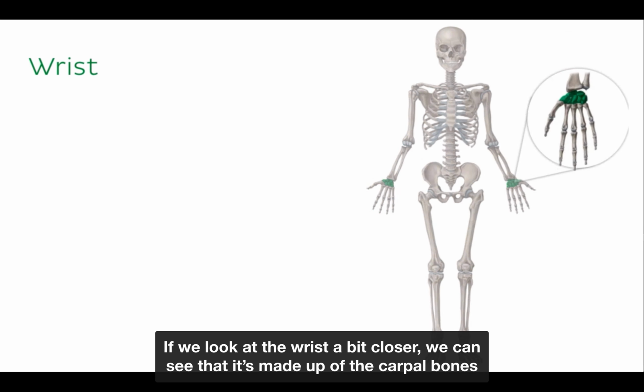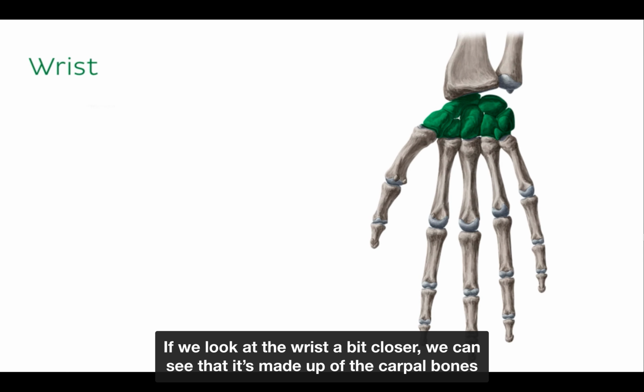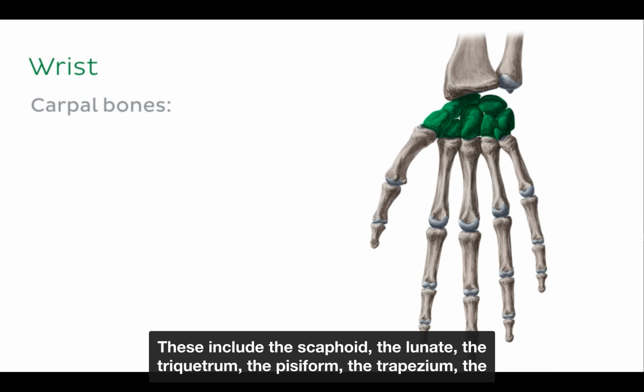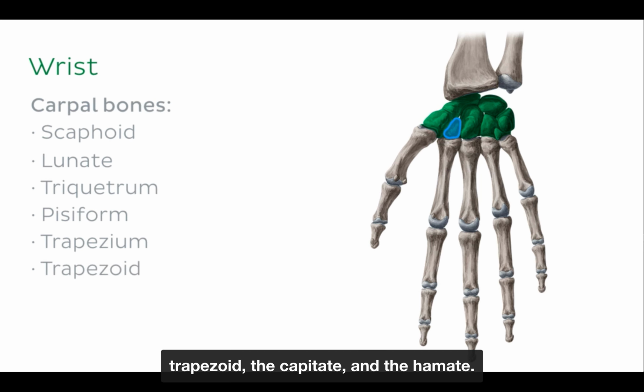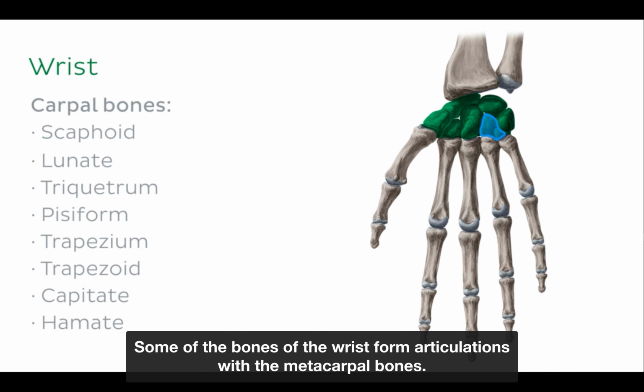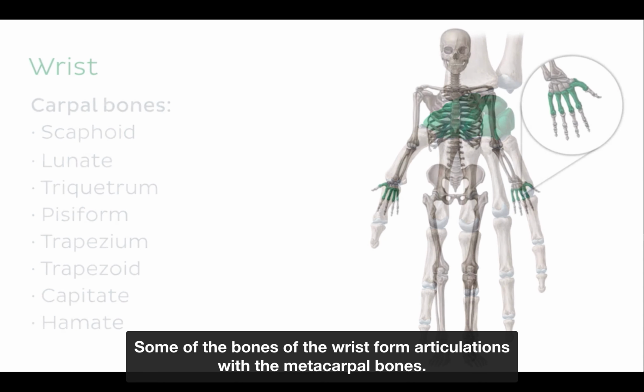If we look at the wrist a bit closer, we can see that it's made up of the carpal bones or carpals. These include the scaphoid, the lunate, the triquetrum, the pisiform, the trapezium, the trapezoid, the capitate, and the hamate. Some of the bones of the wrist form articulations with the metacarpal bones.